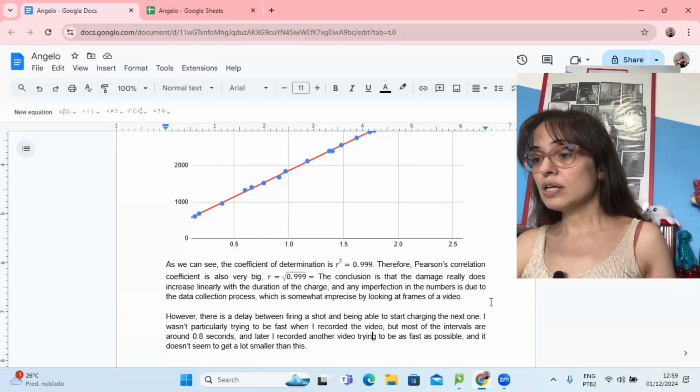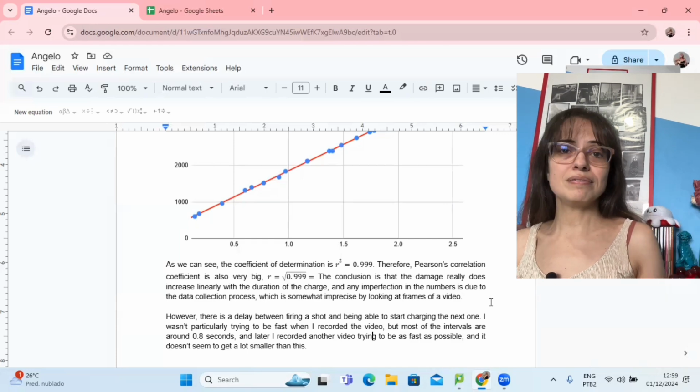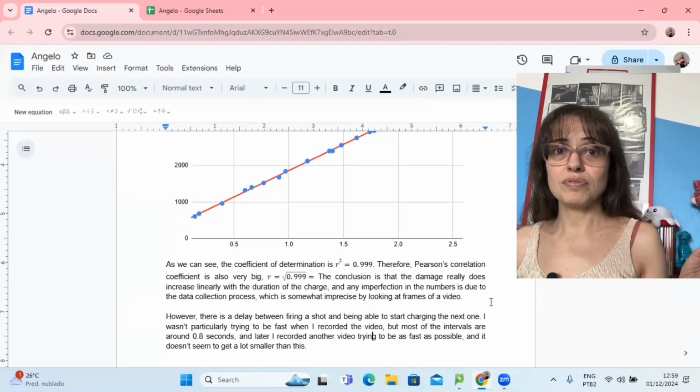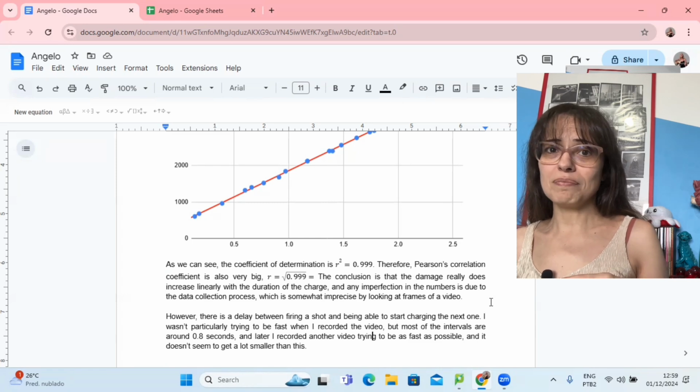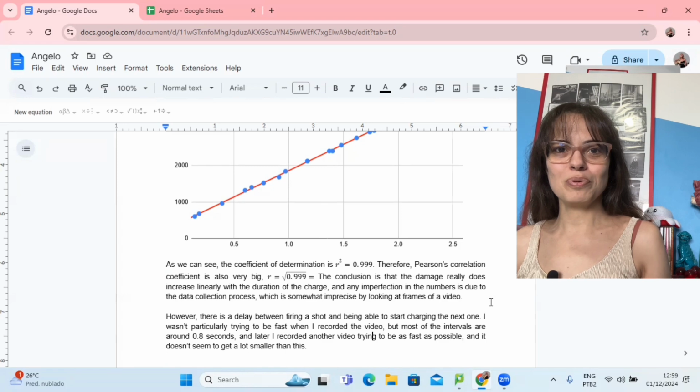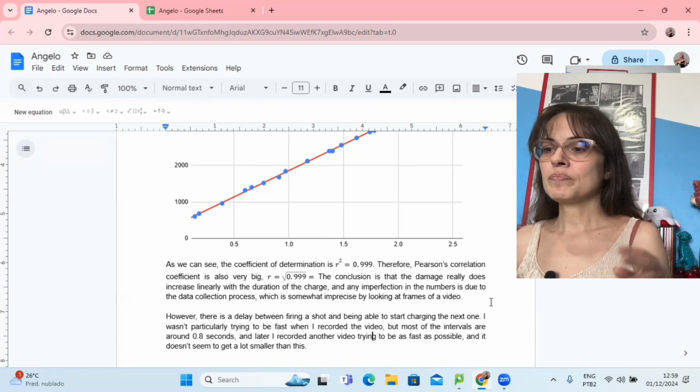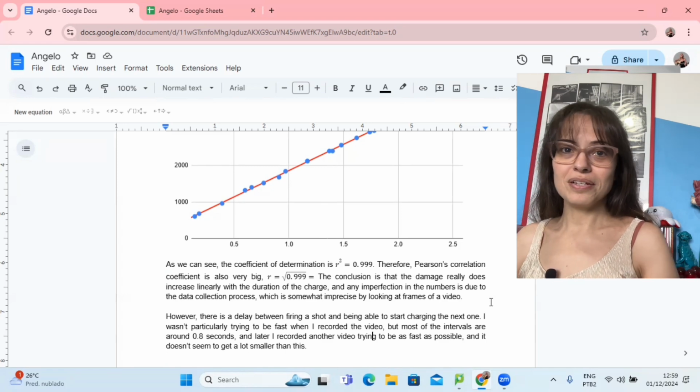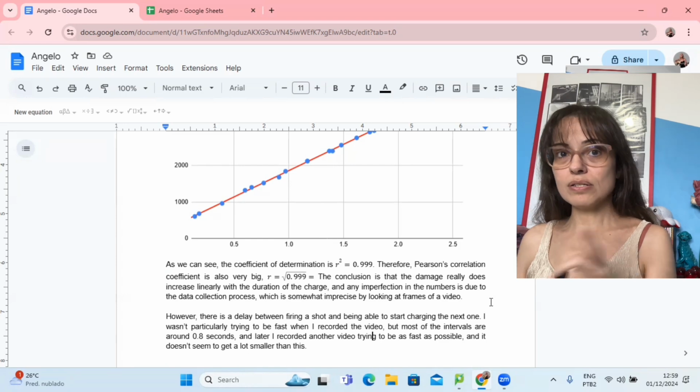And then I was trying to be as fast as possible, and it doesn't seem to get much smaller than this. Listen, this is me being very loose with the data here. It's kind of like 0.8. It's not a lot smaller than 0.8. I am not really going to measure precisely how much it is, but I'm being honest. I'm writing the things as I did them, and it's still going to be interesting.